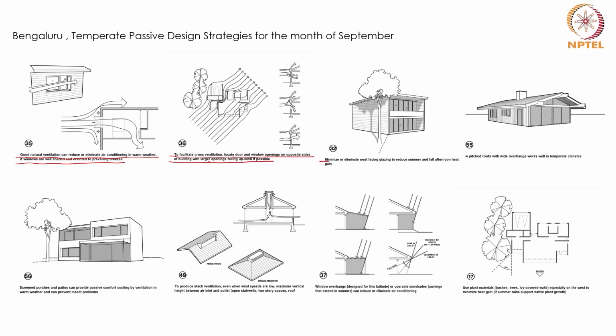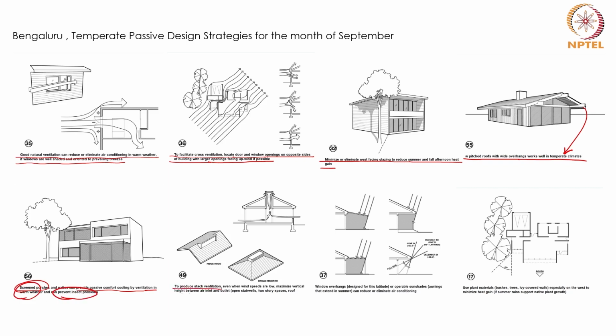You should also minimize or eliminate west facing glazing in order to reduce summer and fall afternoon heat gain. Having low pitched roofs with wide overhangs will work very well in temperate climate. Screened porches and patios can provide passive comfort cooling by ventilation during warm weather and simultaneously prevent insects like mosquitoes and flies from entering the house.